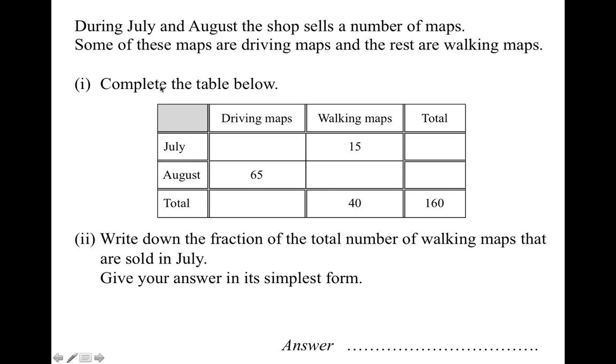So the first part is to complete the table below. So from the information we've got, figure out the gaps. So for example, we've got 15 walking maps in July, some other amount of walking maps in August, and that adds up to 40. So that must be 25 walking maps in August because 40 minus 15 is 25.